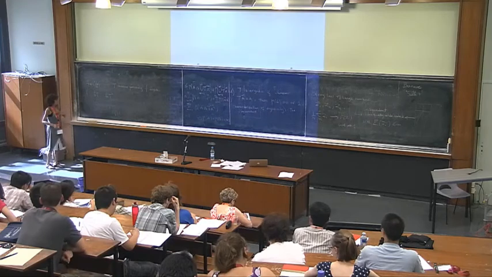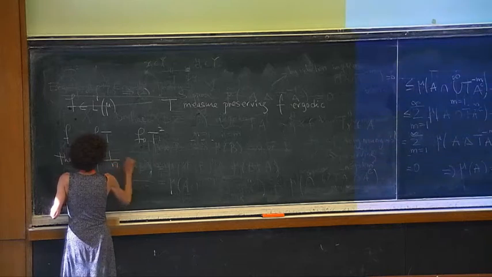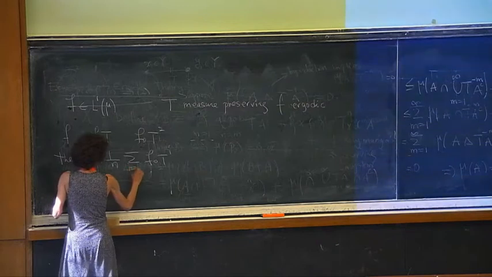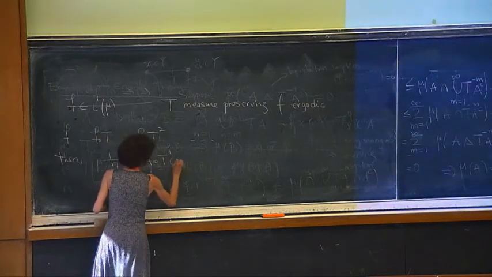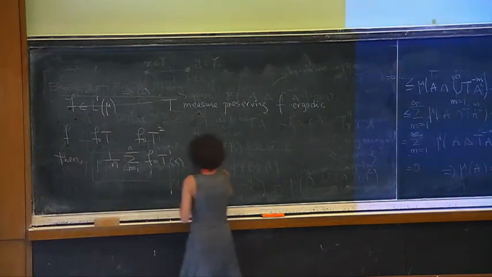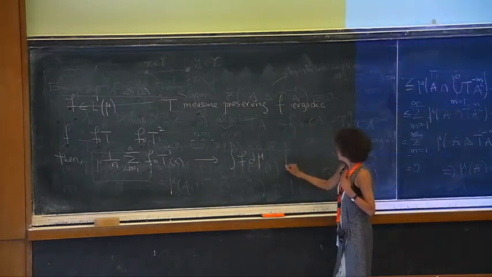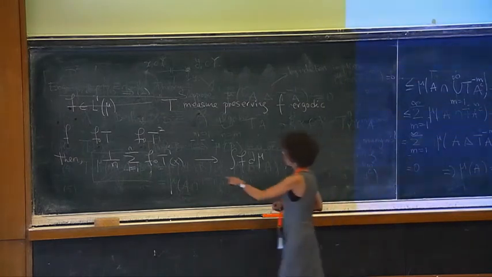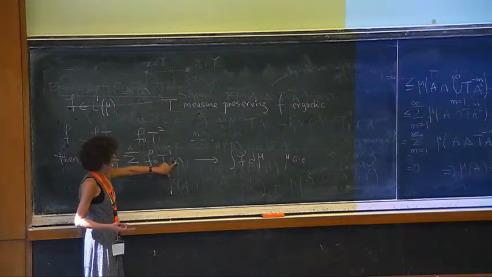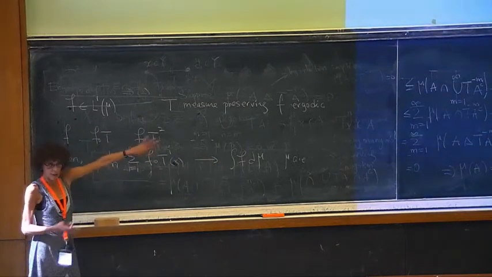So if you have these two properties, then 1 over n sum of f(t^i x), i from 1 to n. Let me evaluate at x, because then I say mu almost everywhere, that this converges to the integral of f, mu almost everywhere. So on a set of probability 1, of measure 1, you have such a convergence. There are bad points where this doesn't work, but this has measure 0.